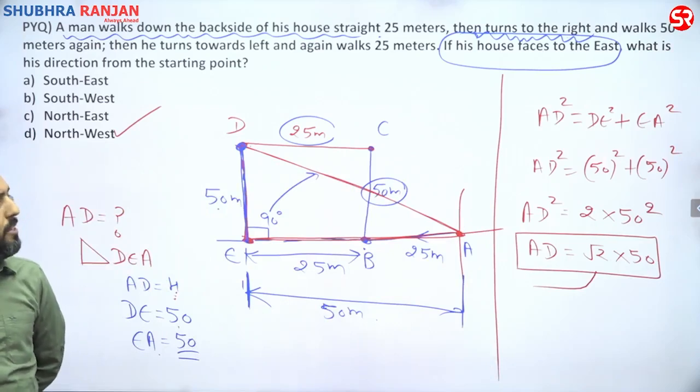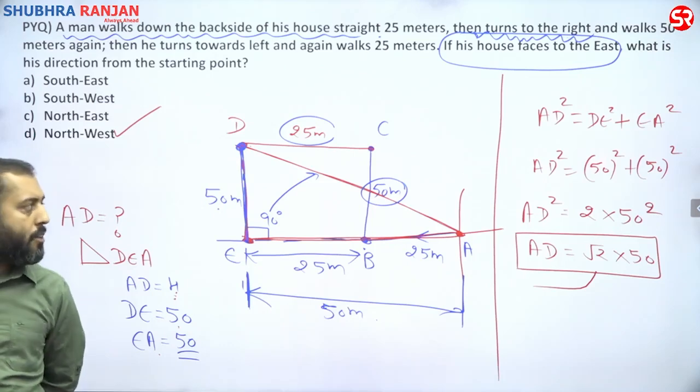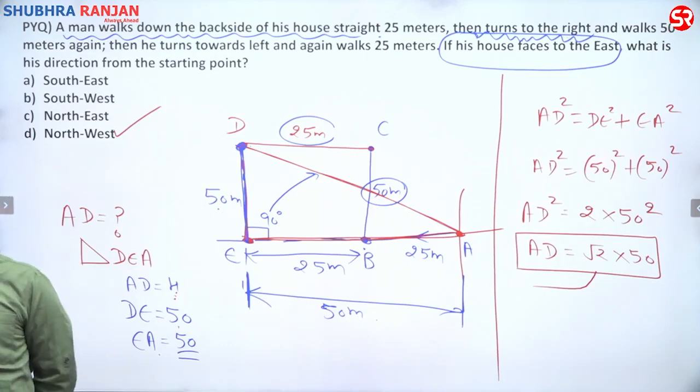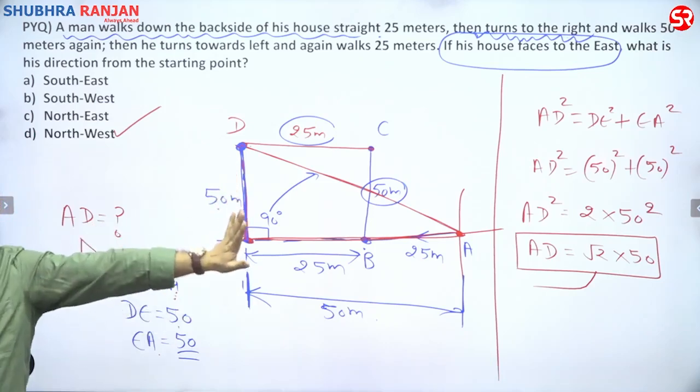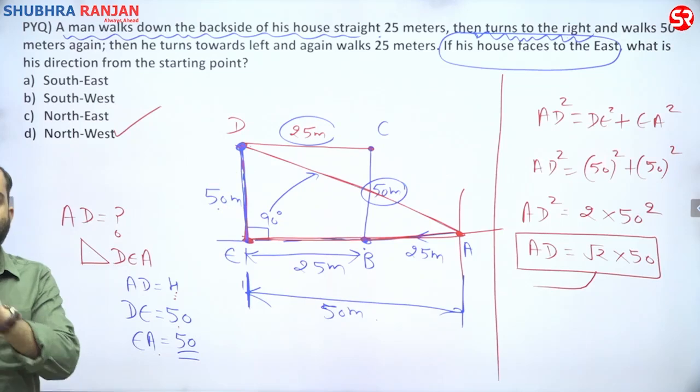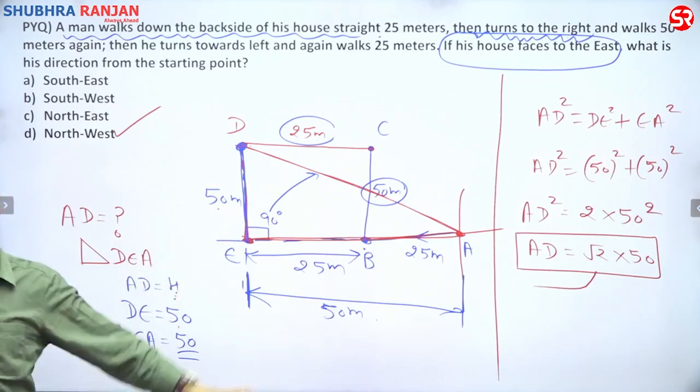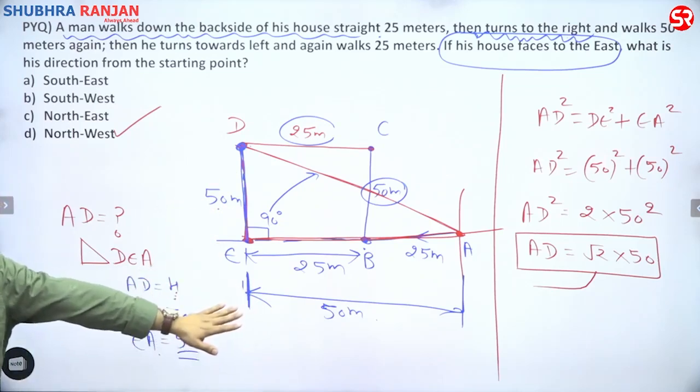So in case of directions, try to draw a right angle triangle. You will get all the distances by using Pythagoras theorem only. Maximum questions can be solved using Pythagoras theorem. Is this clear to everybody? Any doubt here, bachcho?